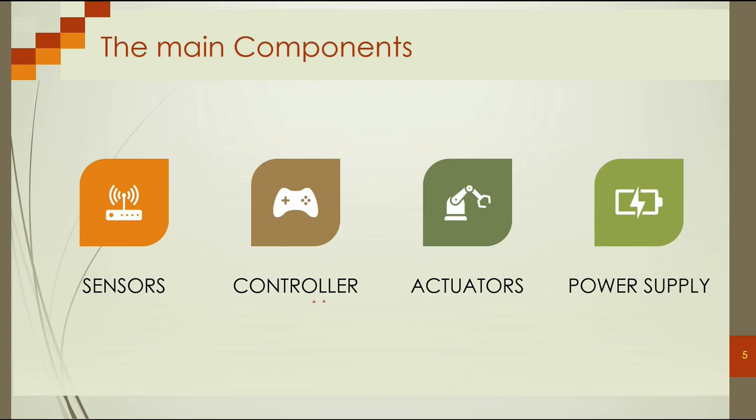The second one is the controller. We will see what the controller is later. I will not go into it now because we have another slide for actuators and power supplies. So these are the main components of any system. Later, when I give you a system, you have to tell me what the sensors are, or what the input is in general. Maybe input is better, but okay, we can say sensors.